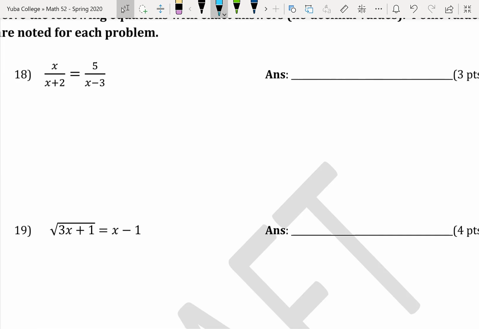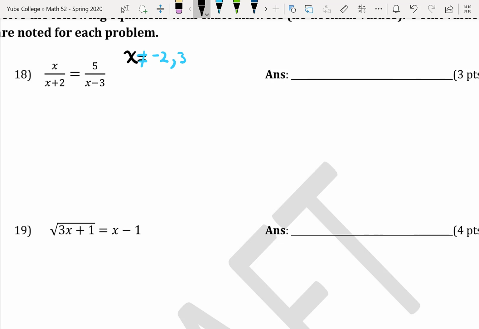Okay, so I have a rational equation. I can solve rational equations by clearing my fractions, by multiplying both sides of my equation by my LCD. If you look at this equation, notice that your LCD is equal to x plus 2 times x minus 3.